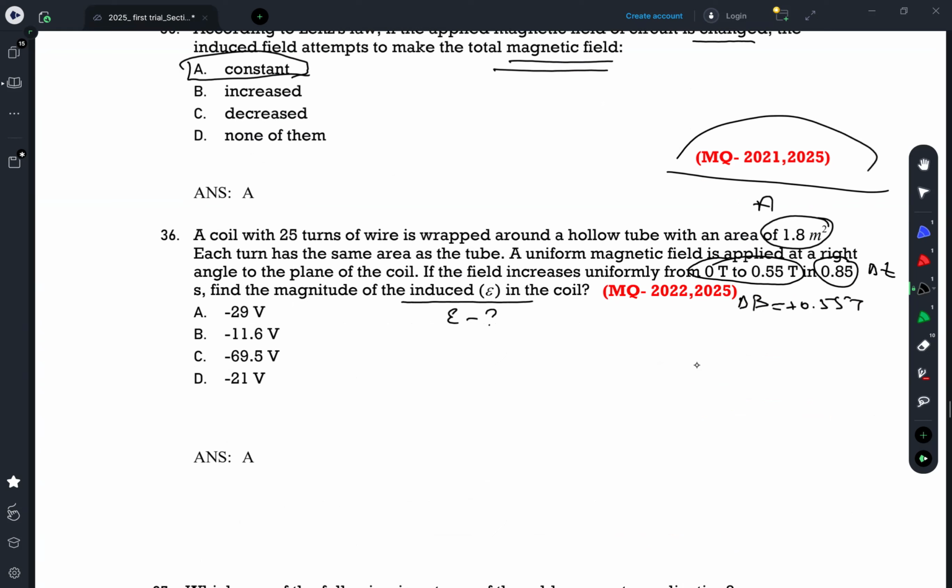The induced EMF E is equal to negative N delta phi over delta T. Delta phi is because of the delta B change, so area times delta B over delta T, with everything negative. N is 25, area is 1.8, delta B is positive 0.55, divided by delta T, 0.85. So 25 times 1.8 times 0.55 divided by 0.85. The answer is negative 29. Negative 29 is the correct answer.